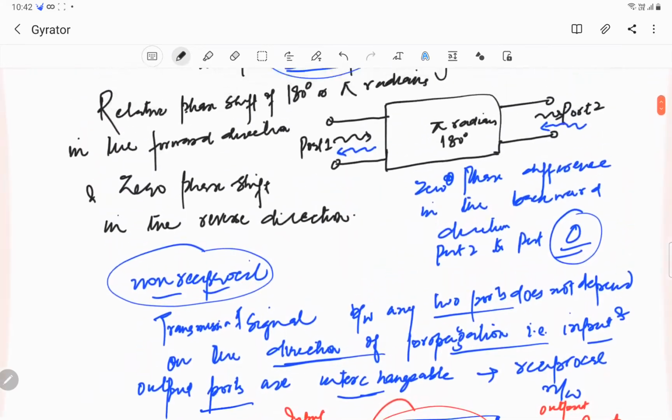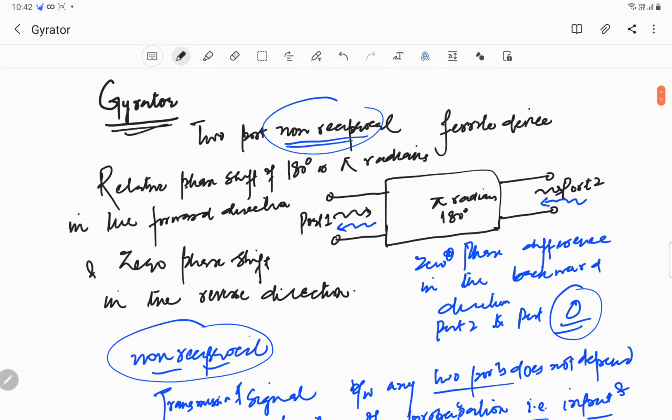Now back to the gyrator. It can be pronounced in either way, so there is no problem in that. I said this is a non-reciprocal device. That means if I feed a signal A1, theta 1 at port 1, I receive a signal at port 2 with a phase difference of pi radians: A1 at theta 1 plus pi radians, or 180 degrees. The amplitude A1 remains the same, which means it is a lossless device.